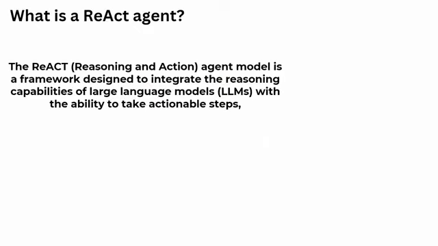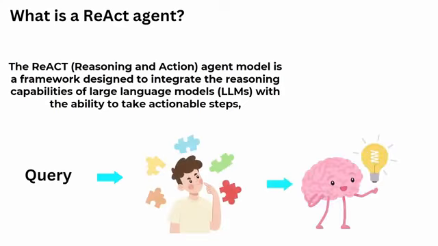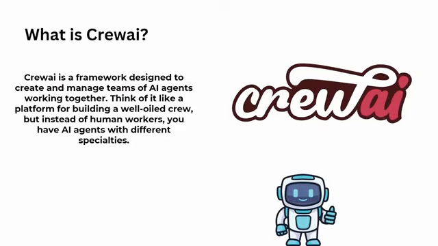So what is ReAct? ReAct means reasoning and action. Whenever you ask a query, you think about that query, and after that you take a decision. That we call ReAct. That is how an agent works. The agent perceives its environment, and according to that it thinks and then takes action to achieve a specific goal. We can build an AI agent with the help of Crew AI.